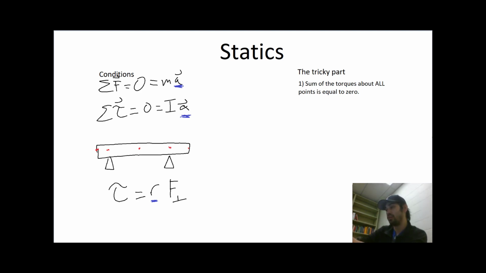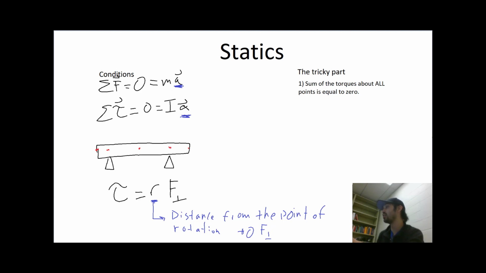But what this R means is it's the distance from the point of rotation to F perpendicular. And so when I say that the sum of the torques about all points is equal to 0, it means I have to choose a point, and this R has to be relative to that choice that I make.